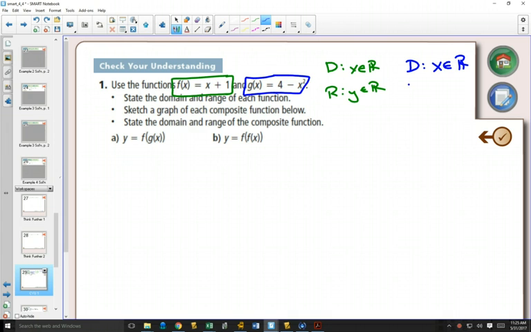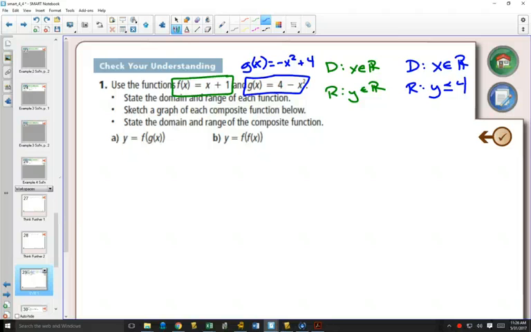For the range, you're going to have to think of the graph and use your transformations. First of all, I might even rewrite this like that, negative x squared plus 4. And we just graphed this in our last example, right? The negative would flip it down. The 4 would move it up 4. So the range of this one is y is less than or equal to 4. And that's exactly the same graph that we graphed inside the square root in the example before.